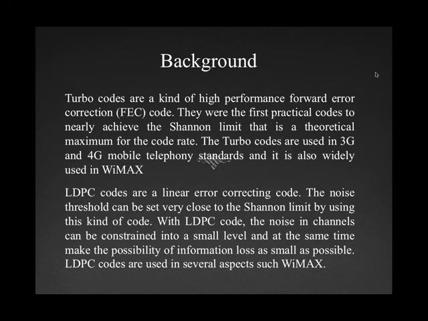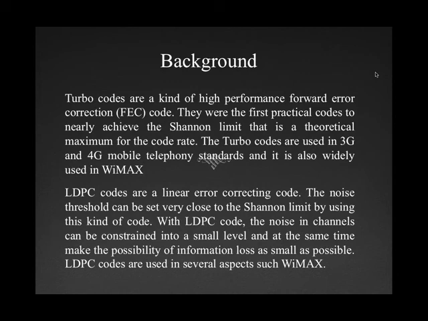This is the background of my project. Turbo codes are a kind of high-performance FEC code. They were the first practical codes to nearly achieve the channel limit. The Turbo code can be used in 3G and 4G mobile telephony standards, and it is also widely used in WiMAX. For LDPC code, it is a linear error correcting code.